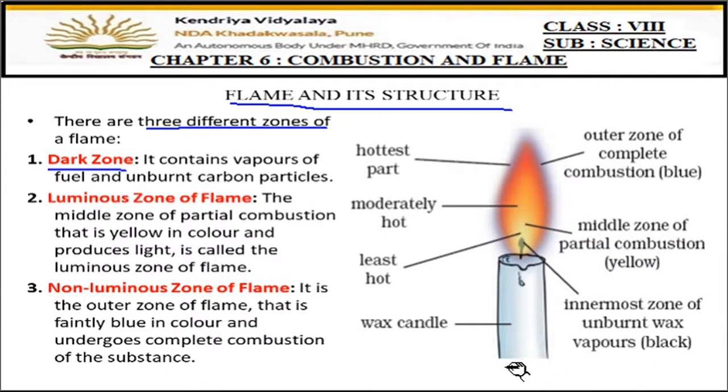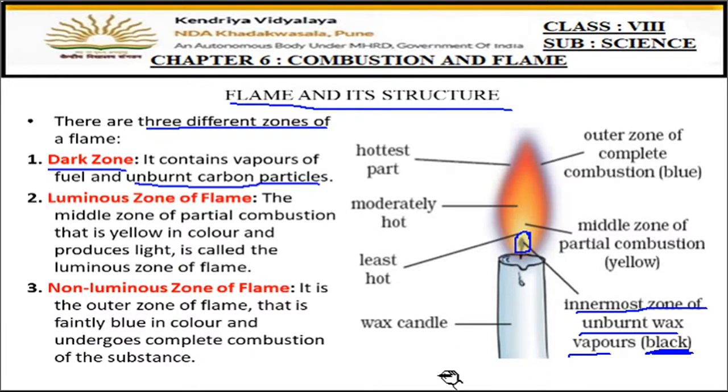Now let us find out in the diagram where the dark zone is. This is the innermost zone of the unburnt wax vapors, which is black in color, right here. So this one is the dark zone. The dark zone is present just at the innermost side of the flame. This innermost part of the flame is black or dark in color, and it contains unburnt carbon particles.